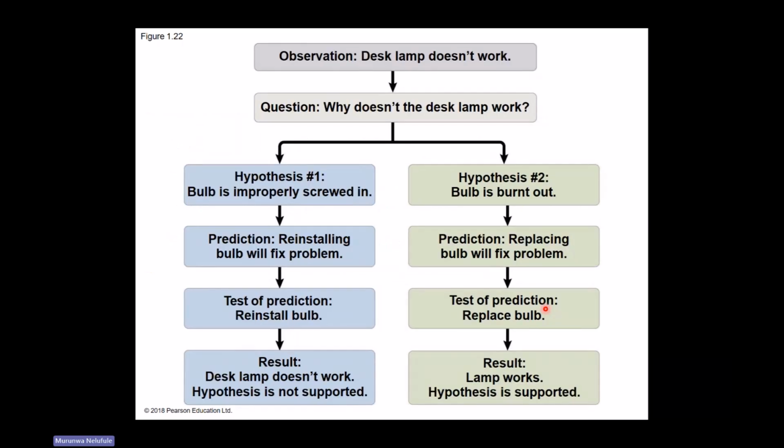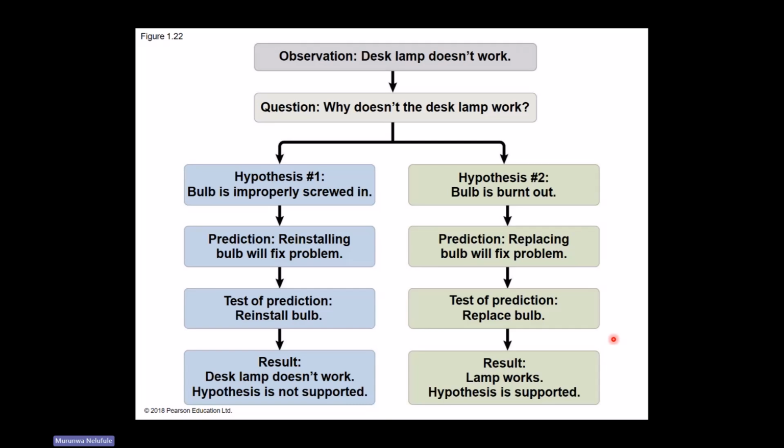So, observation: the desk lamp doesn't work. The question: why doesn't the desk lamp work? Hypothesis number one, the bulb is improperly screwed in. Hypothesis number two, the bulb is burnt out. Prediction: reinstalling or properly screwing in the bulb will fix the problem. Prediction: replacing the bulb with a new one will fix the problem. Test of the prediction: we reinstall the bulb. Test of the prediction: we replace the bulb.